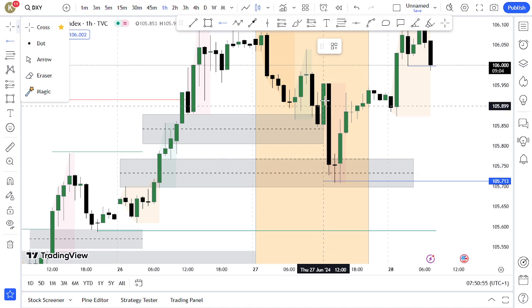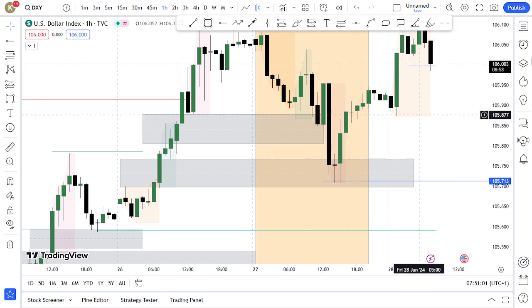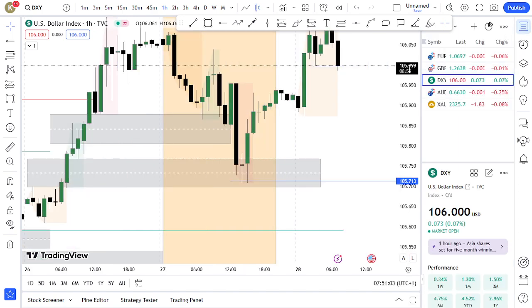But then it came back to here, but there's no problem, because it sold literally and it did not buy. So therefore, by New York session, I knew that price was going to go down, meaning XXXUSD was going to go up.